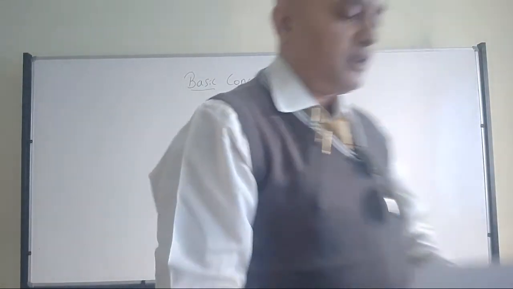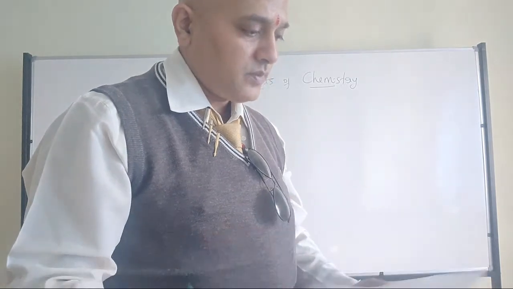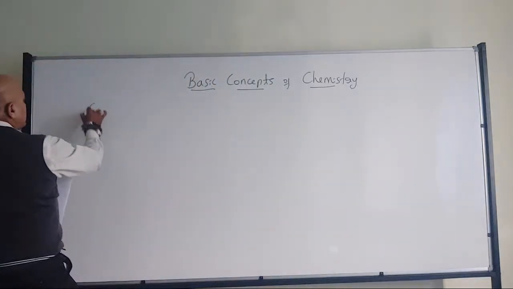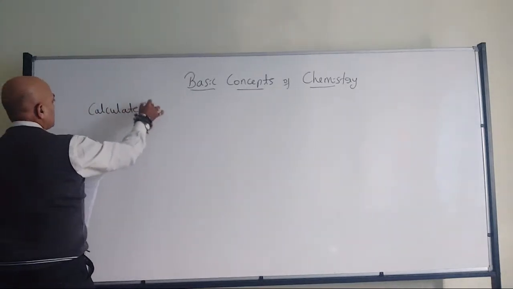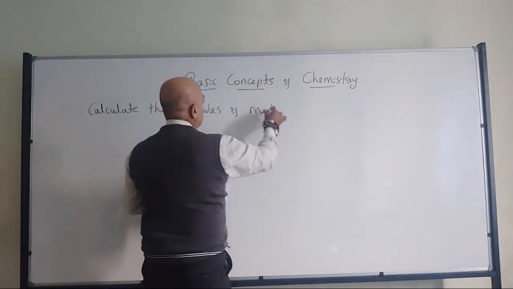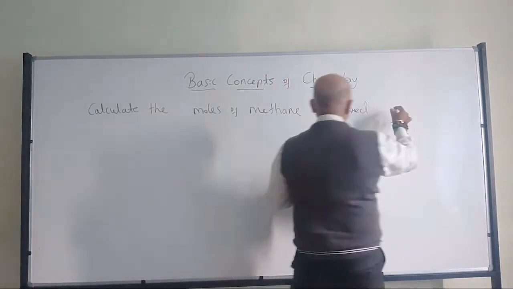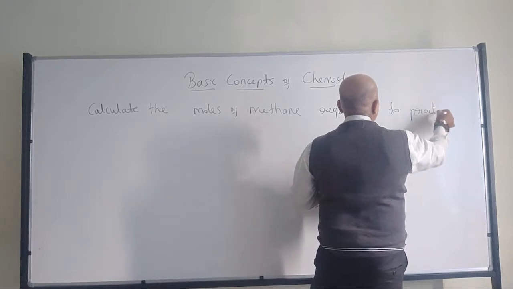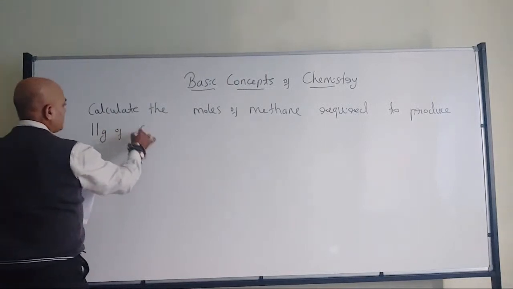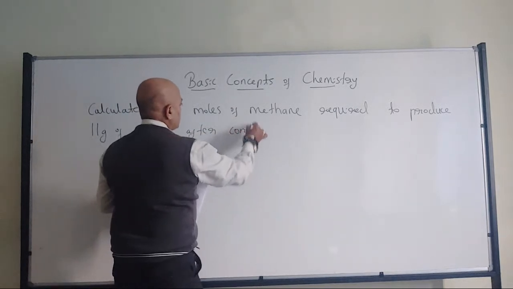Say for example, I will give one problem. All of you can write it down. Calculate the moles of methane required to produce 11 gram of carbon dioxide after combustion.